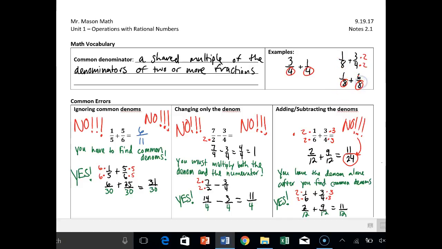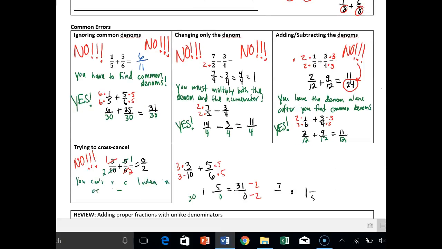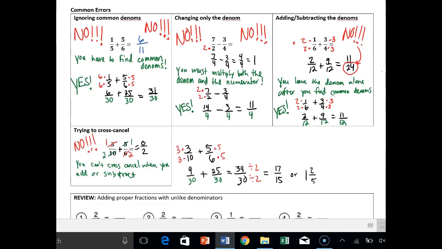Okay. Now, when adding and subtracting fractions, we need common denominators. You cannot just simply ignore that fact. There are a bunch of common errors that I see all the time. Common error number 1, ignoring common denominators. If you just have 1/5 and 5/6 and you just add up your numerators and denominators and say, oh, that's 1 plus 5 is 6 and 5 plus 6 is 11. No, you cannot do this. You have to have common denominators.